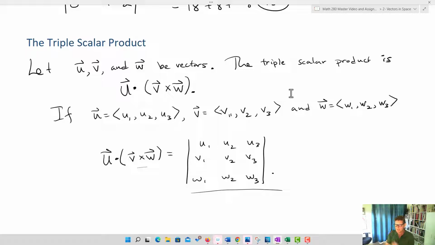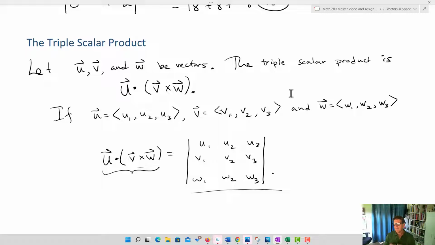Now let's think about this. The determinant is going to give us back a constant, right? We know that already. That's what we just saw. And now let's look at the result of u dotted with v cross w. Well, in the parentheses we have v cross w, which is a vector. And u is a vector, so we're taking u dotted with another vector. And when we dot those two vectors, we're also going to get a constant.